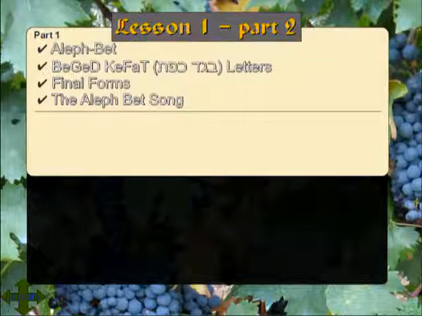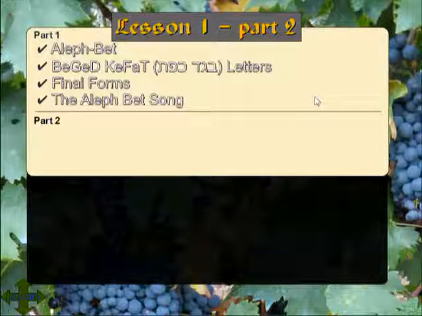Well, welcome to Lesson 1, Part 2. And in Lesson 1, Part 1, we had a look at the alphabet, the Beged Kefat letters, final forms, and the alphabet song. And if you haven't got a grasp and committed to memory the alphabet, and you don't understand the Beged Kefat letters and final forms, then there's no real point in looking at Part 2. So please get Part 1 committed to memory first before proceeding.